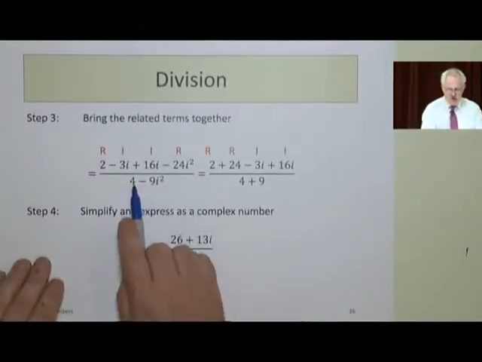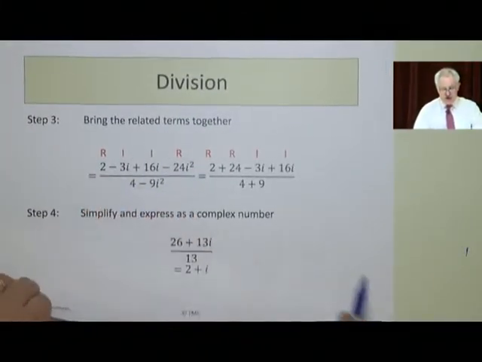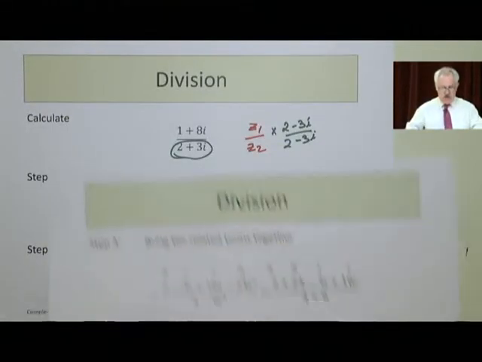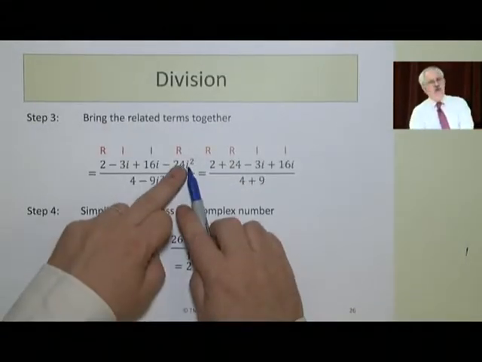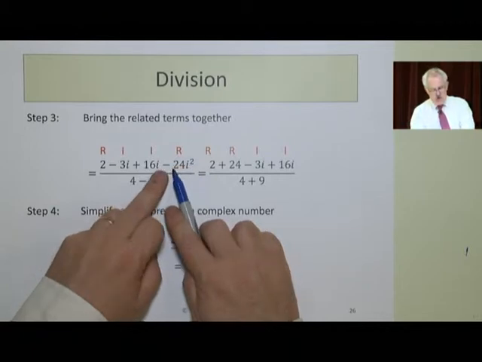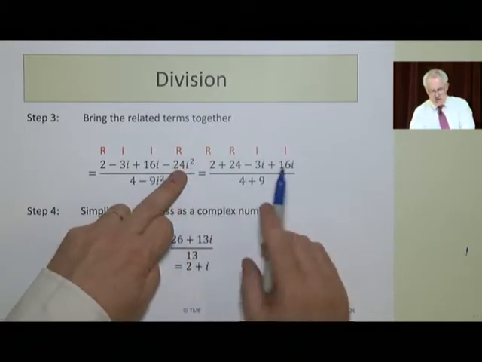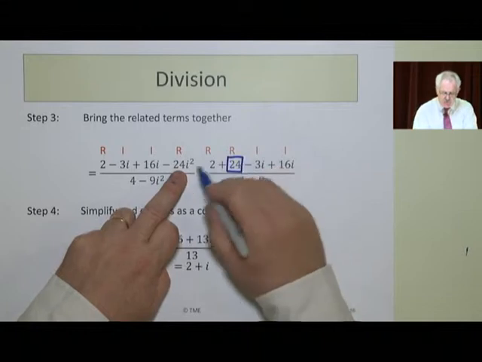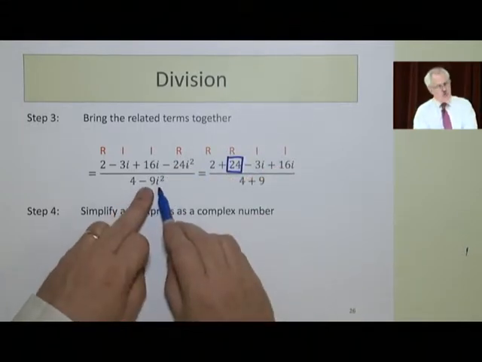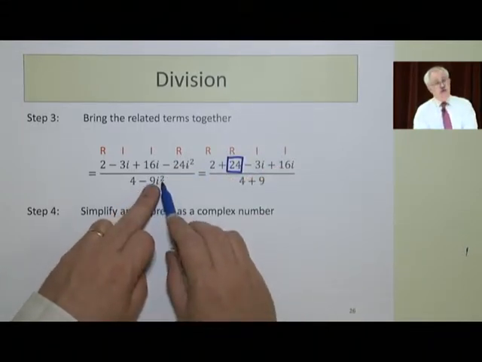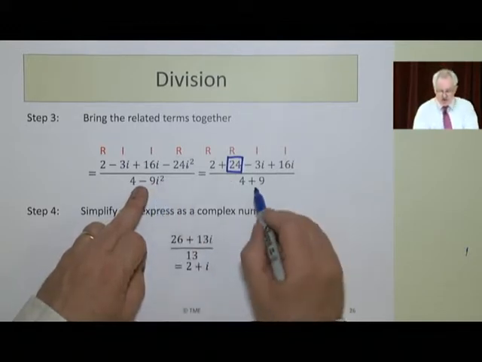So here I am on the bottom with the 9i squared, and the rest I just copied across. No change there. But what's i squared? Minus 1. So minus by minus would make that a plus. That would make that 24. The 9i squared, i squared is minus 1, by minus is plus. That makes that a plus 9.